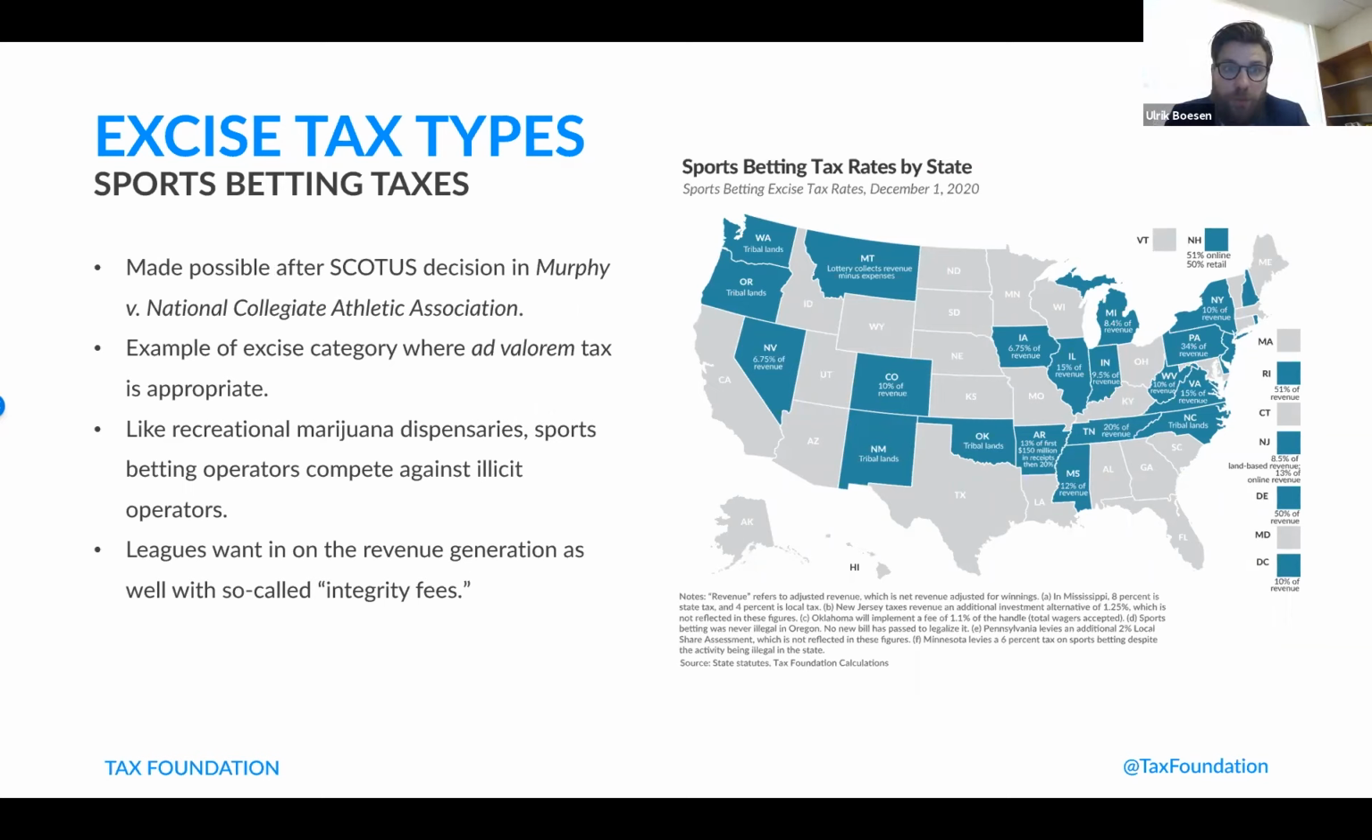Another emerging trend, sports betting taxes. So after the Supreme Court decided in Murphy versus the National Collegiate Athletic Association, states have been able to legalize and tax sports betting. I included this example because it's one of the ones where the ad valorem tax is appropriate, because the best proxy for the harm associated with sports betting is going to be the size of the bet. So ad valorem taxes make perfect sense here.